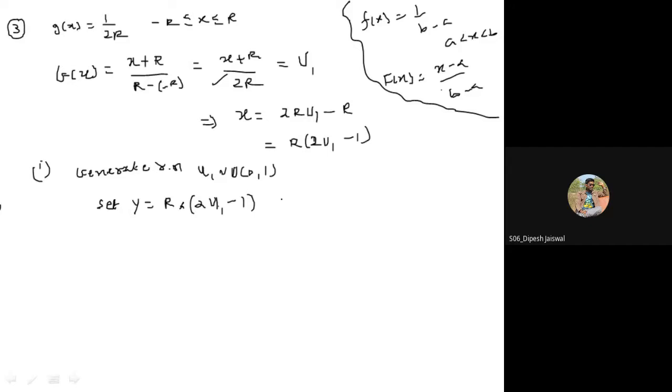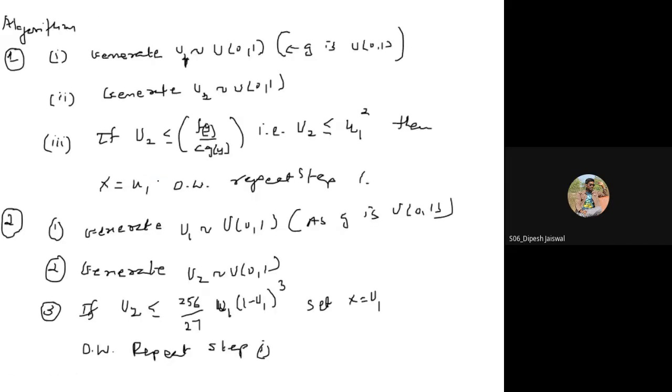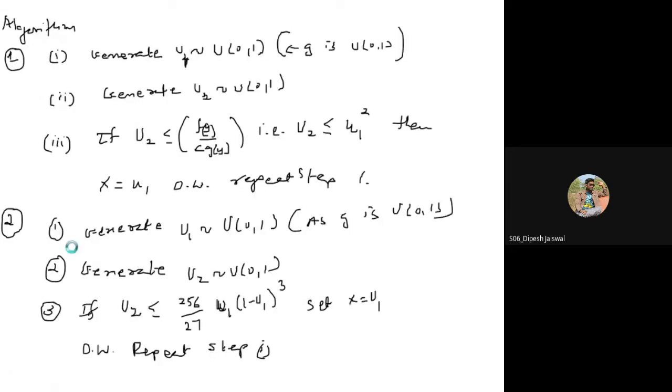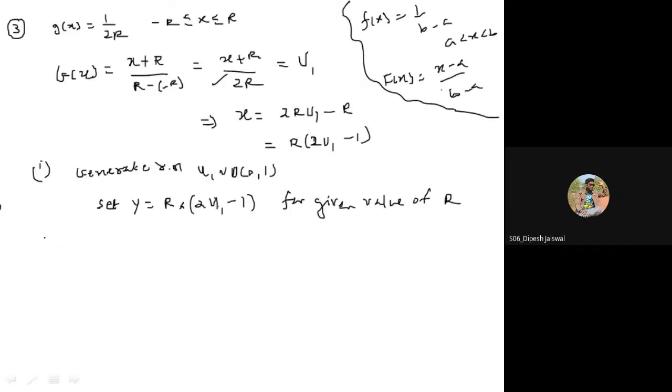Okay, for given value of r. So r क्या है? तो आपको यहाँ डेंसिटी में you have to give the r. So this density is from which r to r? Suppose you say it is minus 3 to 3, so then r equal to 3. So you have to write here r value is 3. Okay. So this is y is generated.